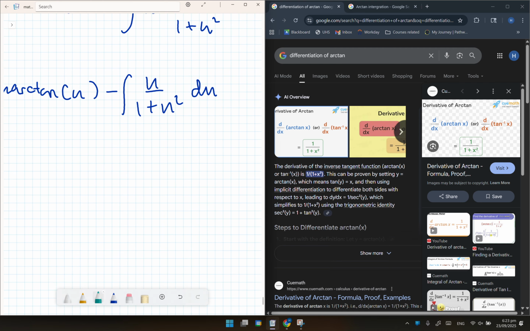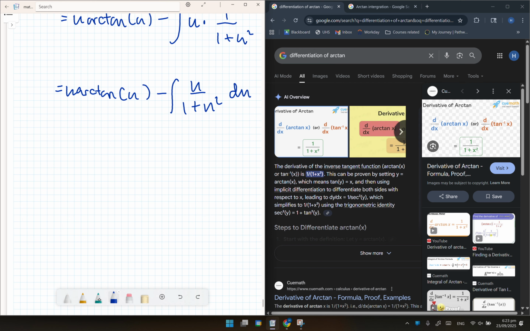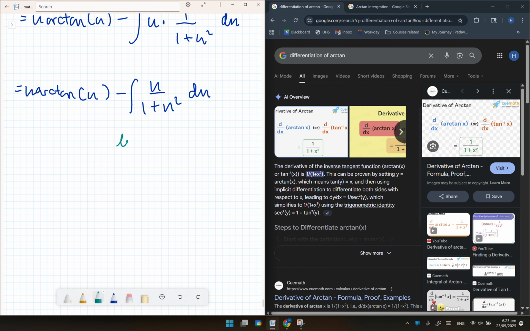But notice this. This expression in the denominator, what's that differentiation? d over du of this would be equal to 2u, which is just a constant multiplied by the numerator, right? So what we're going to do is another substitution. Let's use a different one. Let w equal 1 plus u squared. Therefore, dw equals 2u du.